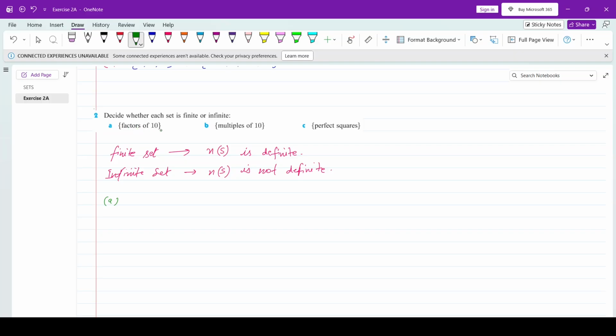So, the set of factors of 10. What are the factors of 10? Factors of 10 are 1, 2, 5 and 10. Now if we find the number of terms, let's say this is set S, there are only 4 terms, so we can write 4. That means that this set is a finite set.